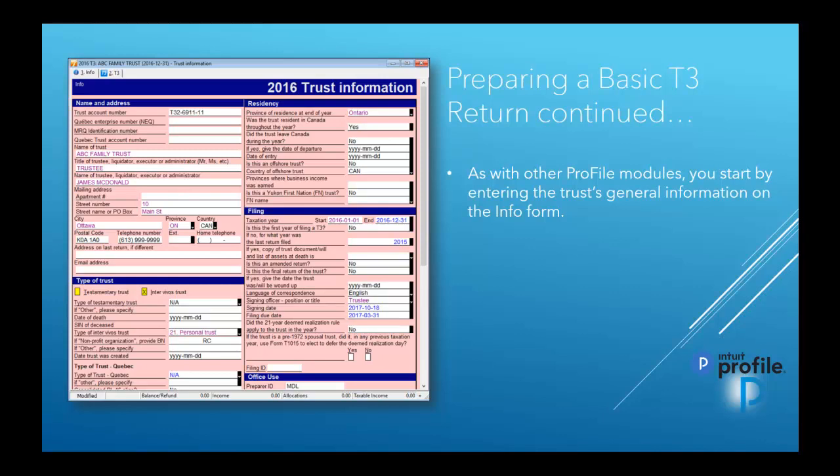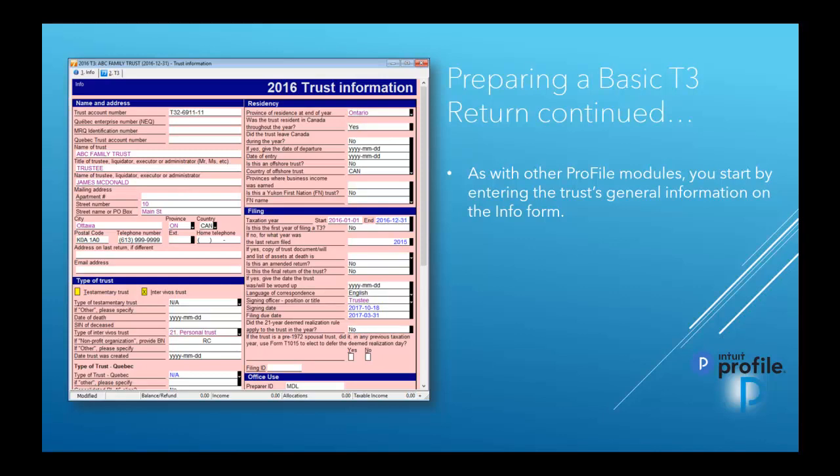Same with the residency. There's a drop down for the province of residence at the end of the year. You can select that. Was the trust resident in Canada through the year? Yes or no. Did the trust leave Canada during the year? Anything, again, that is in black text, you can apply that information in.